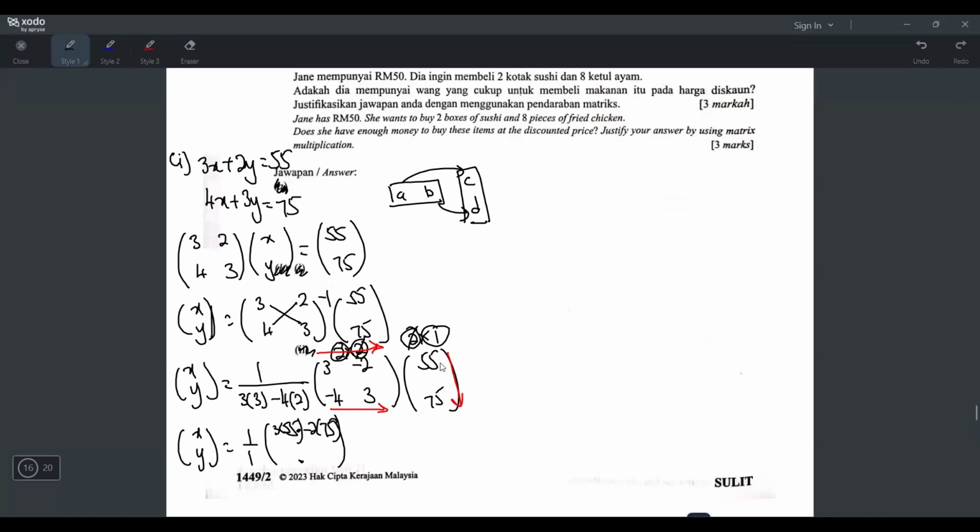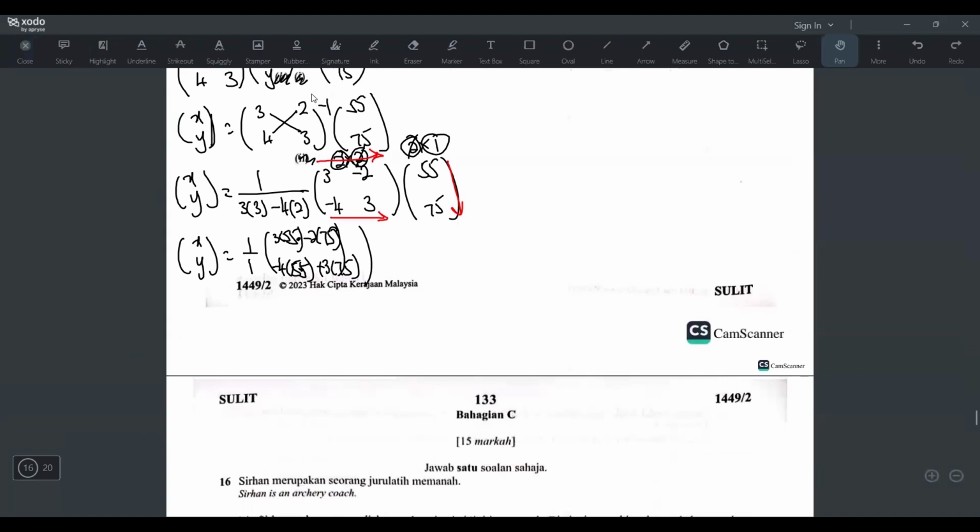So same thing. A times B, C times D. So -4 times 55. And then plus 3 times 75. Okay. Nothing in between here means plus. Okay. All right. So now it's time to solve for x, y. So we can use our calculator to help us. So 3 times 55 minus 2 times 75. Just press the calculator. So let me press 3 times 55 plus minus 2 times 75.